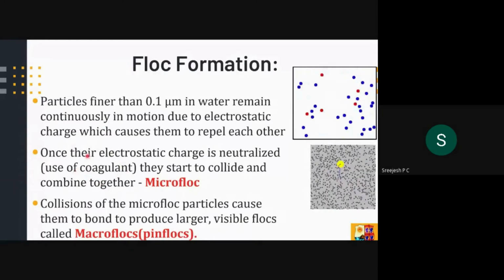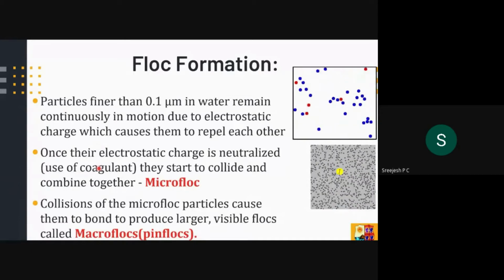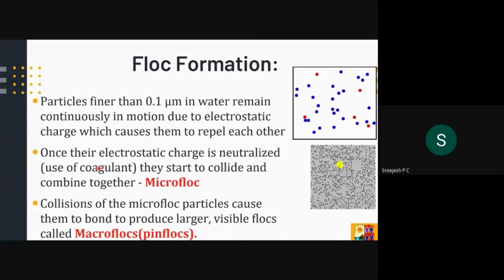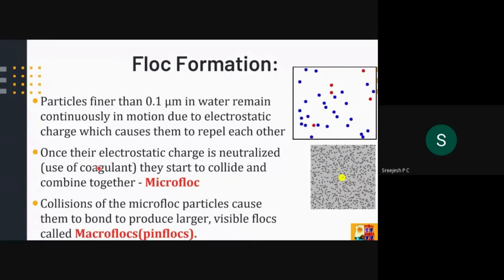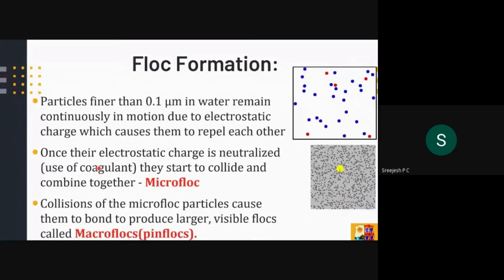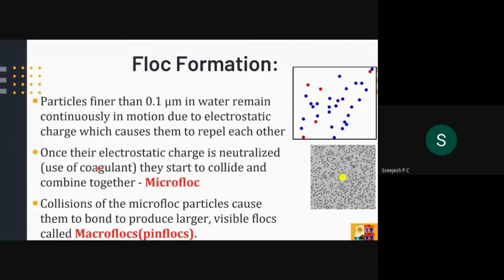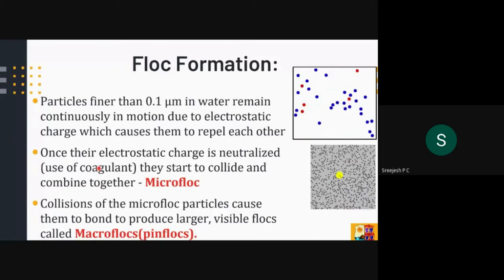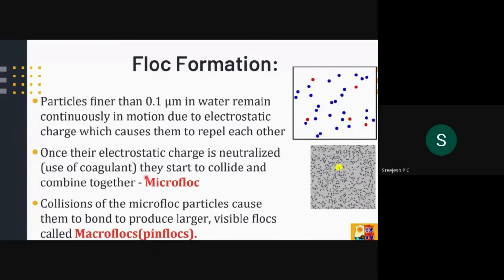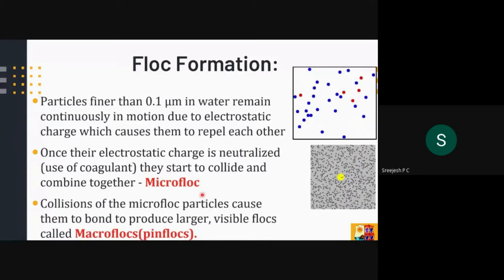So when you add the coagulant and do the mixing, in coagulation also there will be a continuous mixing. At a high RPM we will be doing the mixing. So you'll have the coagulation chamber. In the coagulation chamber, you take your fermented broth, add the coagulant and do the mixing. So during this mixing, due to the collision, the formation of microflocs will take place.